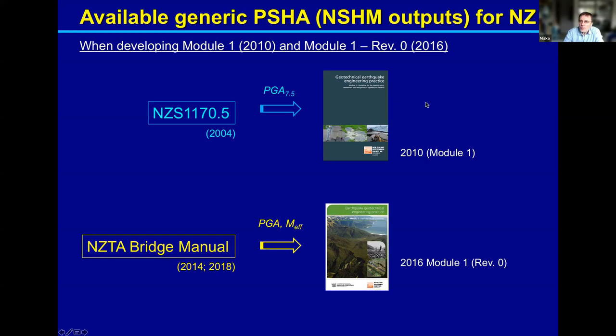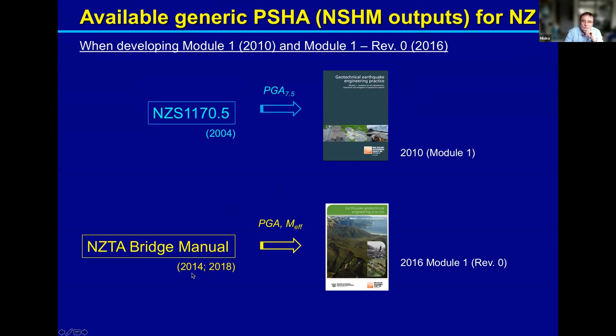Our approach is that we are not going to recalculate hazards, so we would just adopt whatever is available. So simply, we recommended that the NZS 1170 hazard be used in the geotechnical assessment, and it was referred to in module 1.